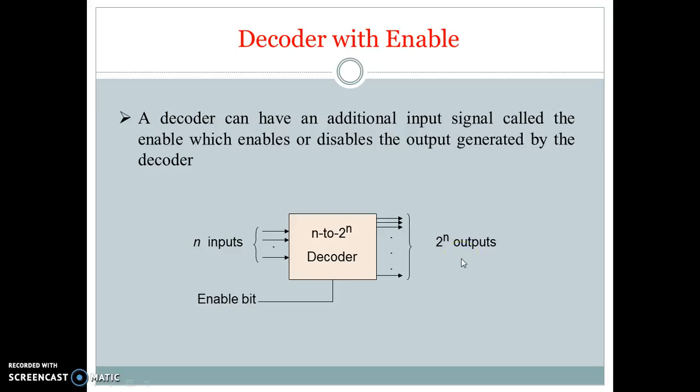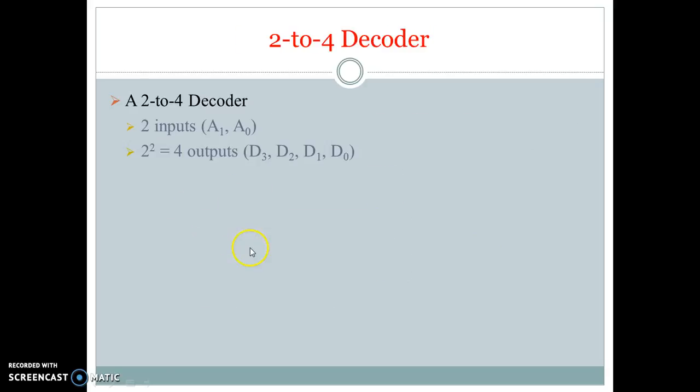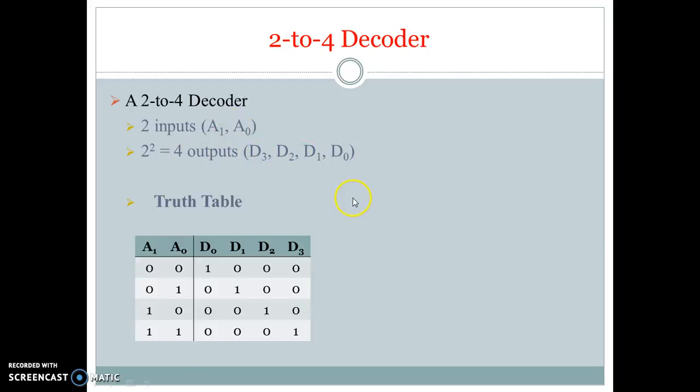A decoder with enable conditions means a decoder which has an additional interrupt signal. This is the enable bit, the additional interrupt signal. It is called enable, which enables or disables the output generated by the decoder. A 2 to 4 decoder means only 2 inputs and 4 outputs. The 2 inputs are A1 and A0, and the 4 outputs are D3, D2, D1 and D0.